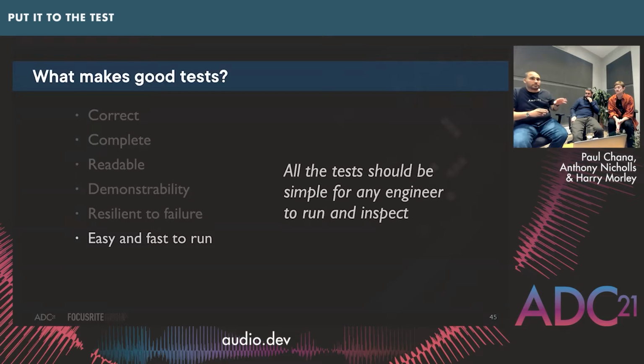They're not going to bother doing it. Whereas if you make it, you know, npm run test, and it takes a couple of minutes, that makes it easier for engineers to run it reliably, regularly. The other thing is if it's easy to run and it's fast, you can run them against every commit, ideally on CI.